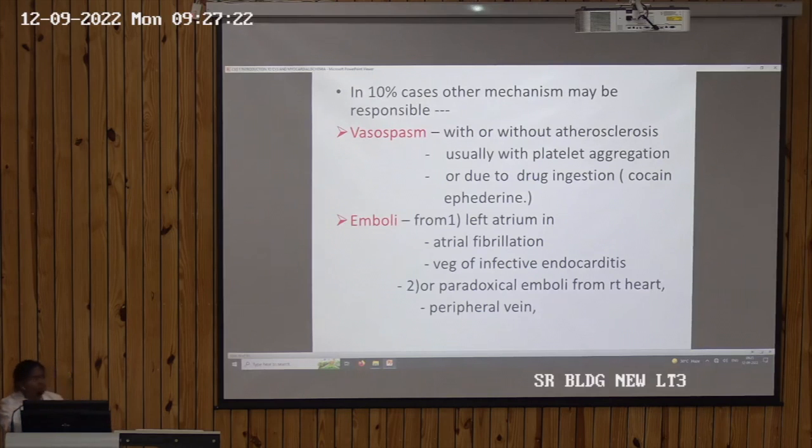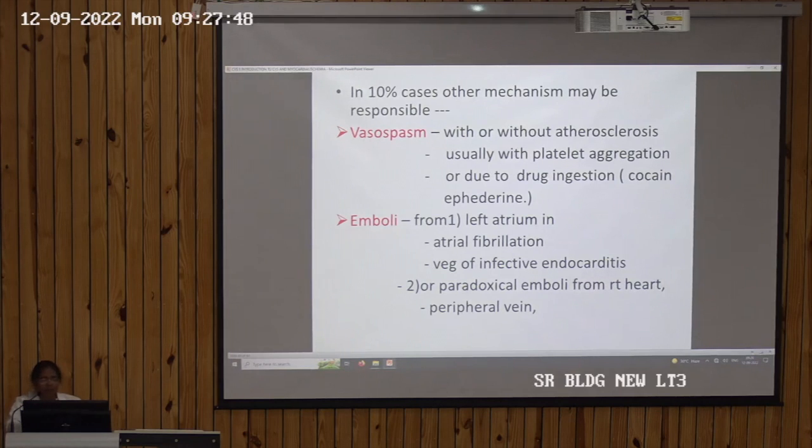In 10% cases, there may be some other pathogenesis like vasospasm, which may be with or without platelet aggregation, especially in cases of drug ingestion like cocaine and ephedrine. So there are many cases of heart failure in drug addicts. It is basically due to the vasospasm that occurs due to the drug overdose.